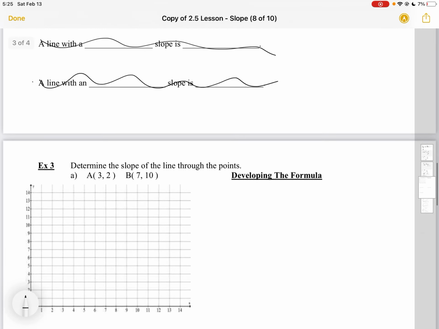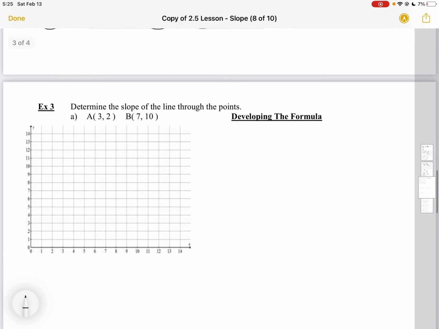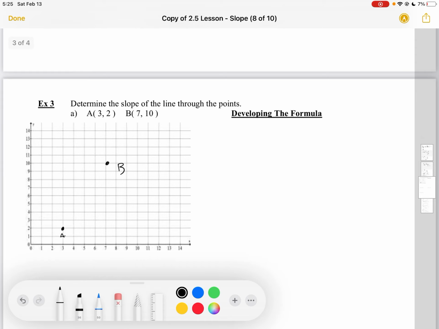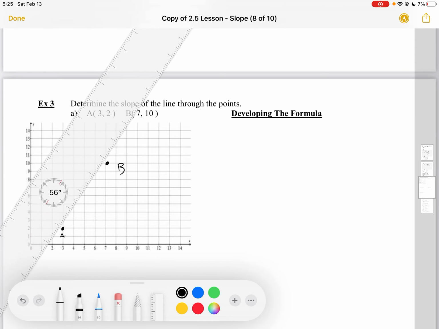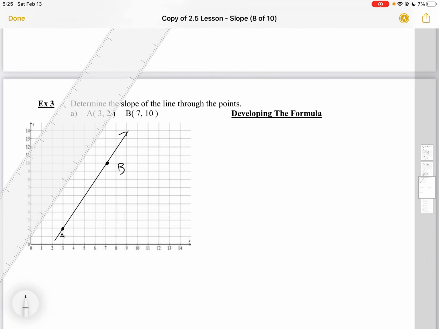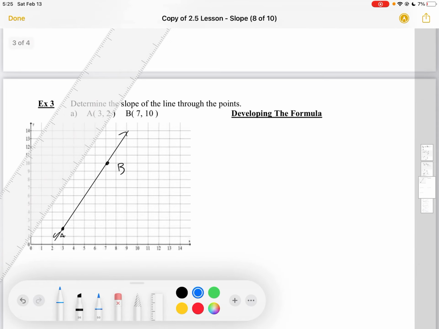Okay. So example 3, now we're going to develop the formula for figuring out the slope of a line between those points. So the first thing I'm going to do is plot 3, 2 and then 7, 10, because the only way I know how to find the slope right now is to draw a rate triangle on a graph. Okay, great. So I'm going to draw my line through those 2 points. I'm looking for the slope of that line, and I'm going to draw my rate triangle.